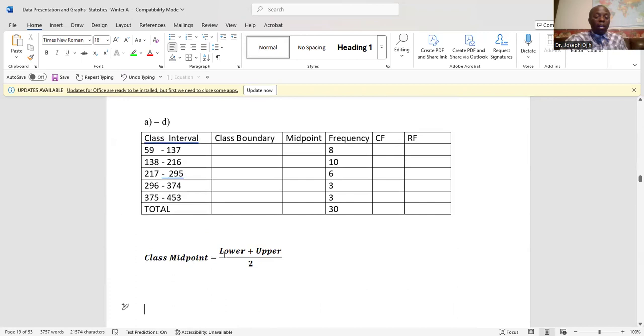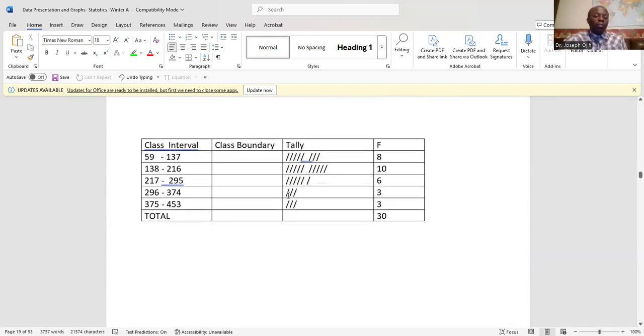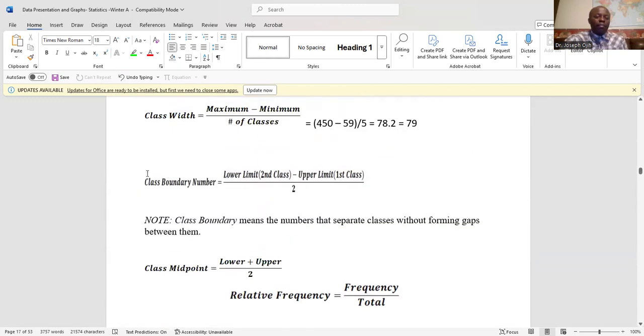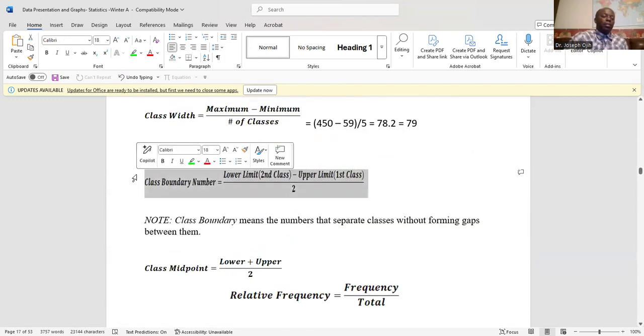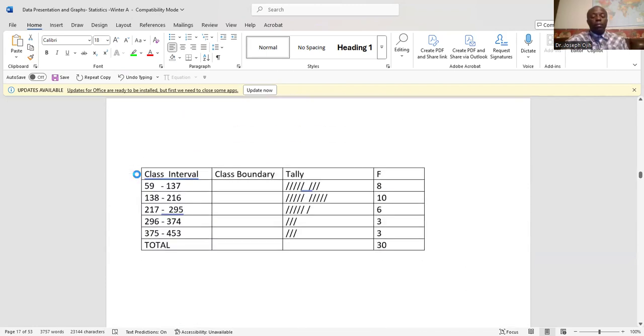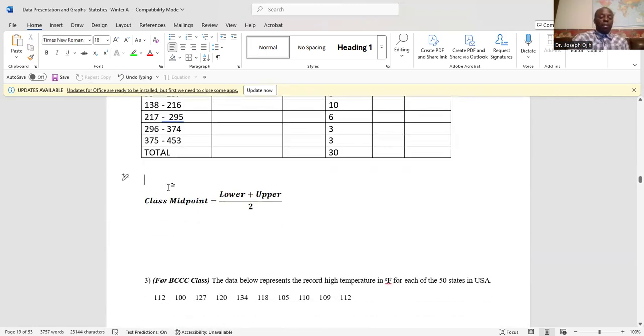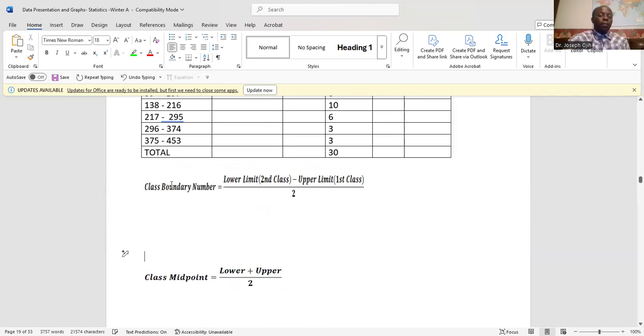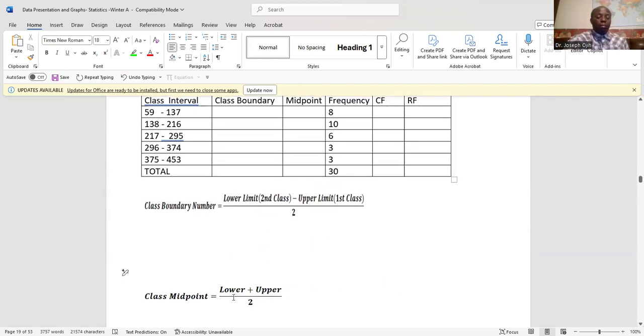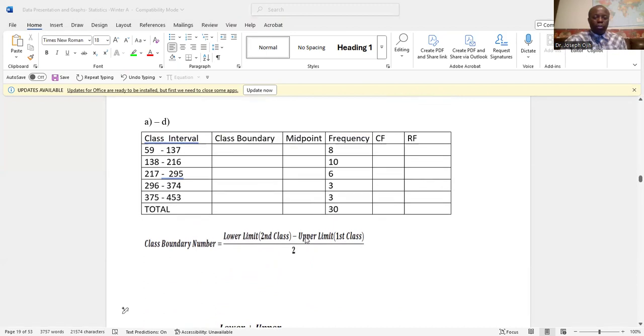Midpoint is lower interval plus upper interval divided by 2. But before we can do that, we need to get the class boundary. Then we can get the midpoint. To find the class boundary, we need to find the boundary number. So I'm going to copy this and paste it even before the midpoint. Boundary number, it says, lower class limit of the second class minus upper class limit of the first class divided by 2.